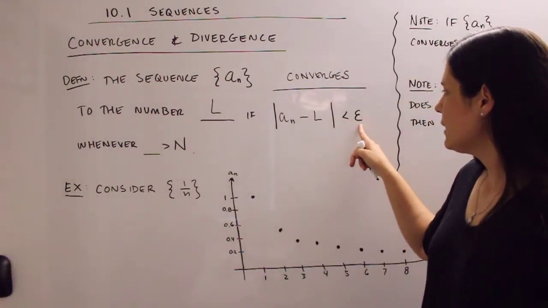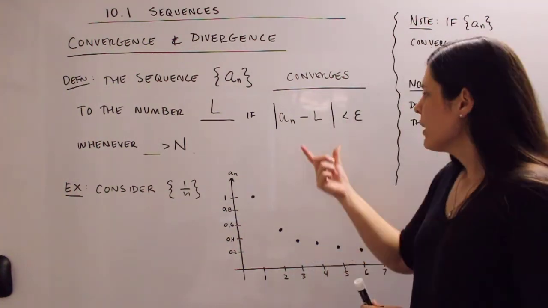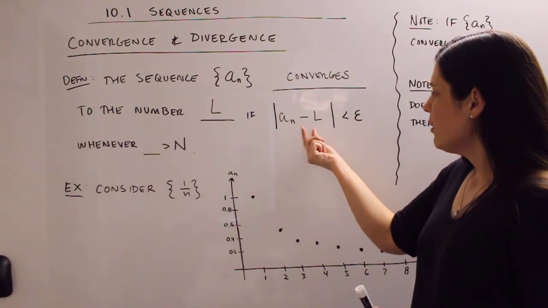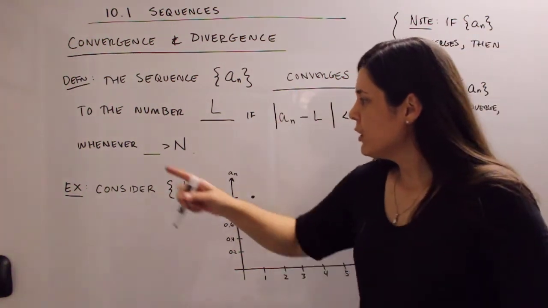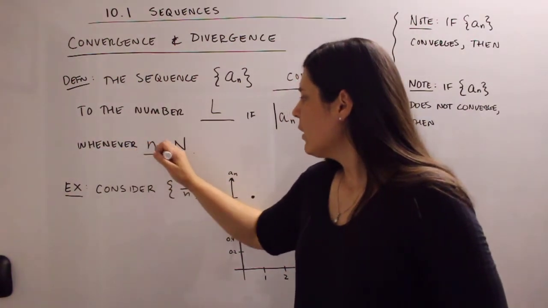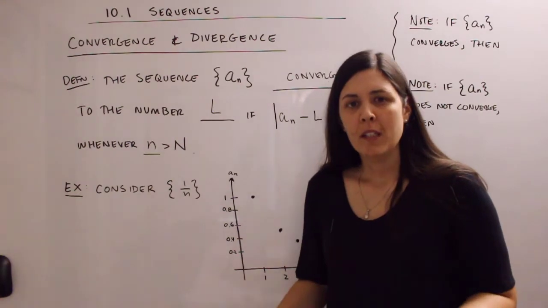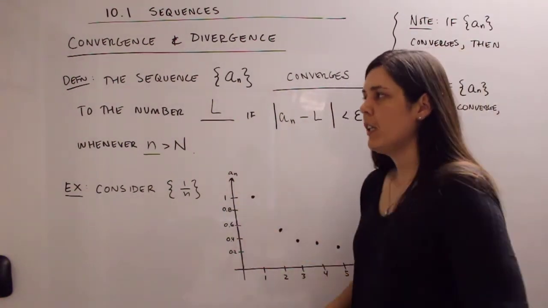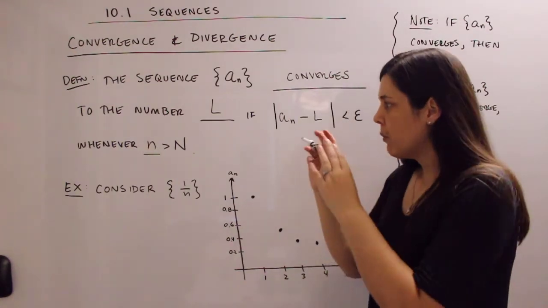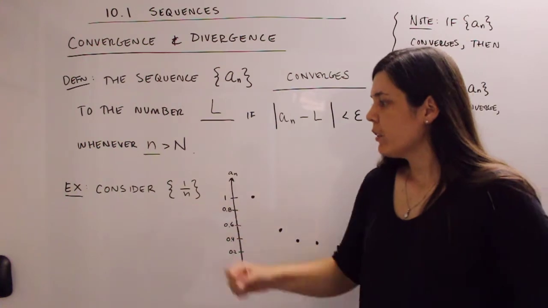So it's less than some number epsilon, where epsilon is just an arbitrarily small number. So if this distance is small enough between our term and our L number, then we say it converges, and this is true whenever our index little n is greater than some other capital N value. So it's a little bit mathy here, and there is more to this definition than I'm telling you, but I'm just going to briefly break down what this is saying with our example we already looked at.